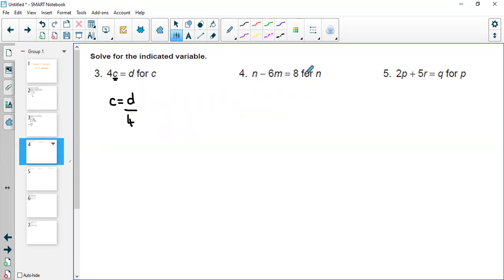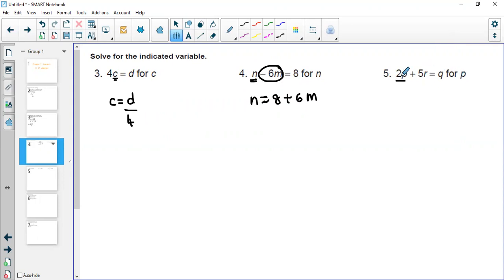Next, n minus 6m equals 8, solve for n. Again, we need to isolate the n. n is already without any number, so it doesn't matter. All we have to do is move this to the other side. So what happens? n equals 8 plus 6m. As simple as that.